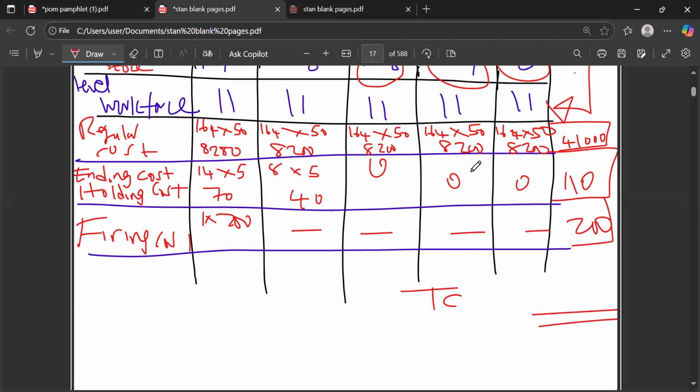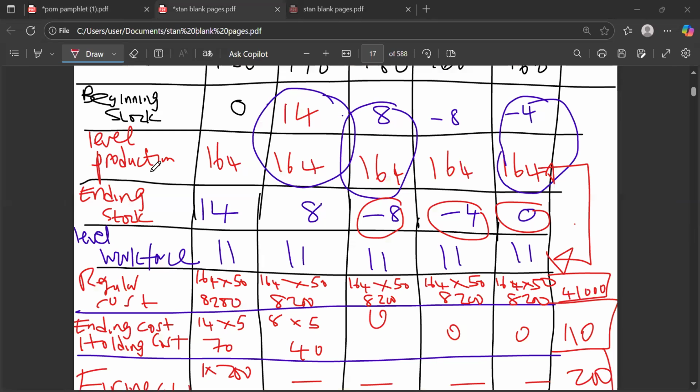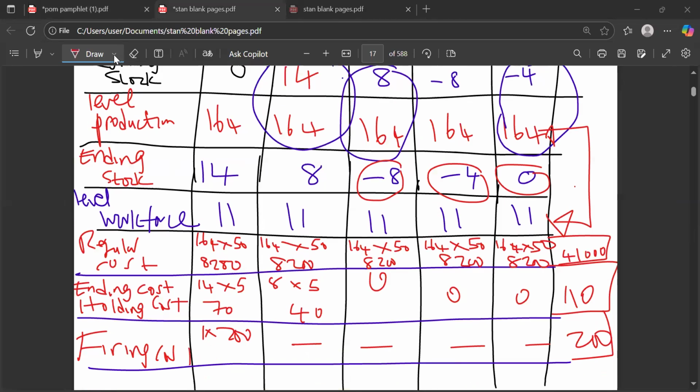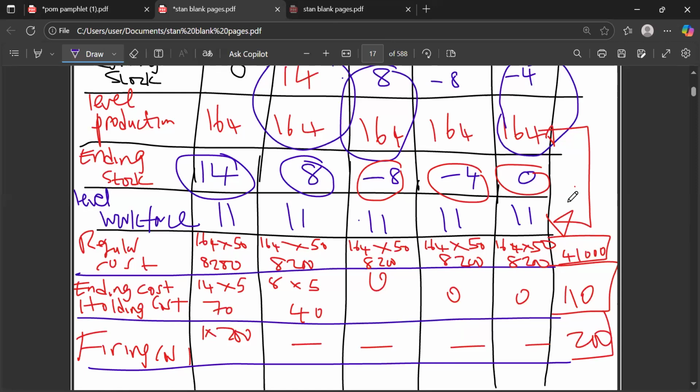Do you know what happened in the week? What ending stock was 14? So 14 was the ending stock and -8 was it. Now, this -8 and -4 were problems. We didn't have these stocks. Because we had maintained the number of workers, we maintained the workforce, right?